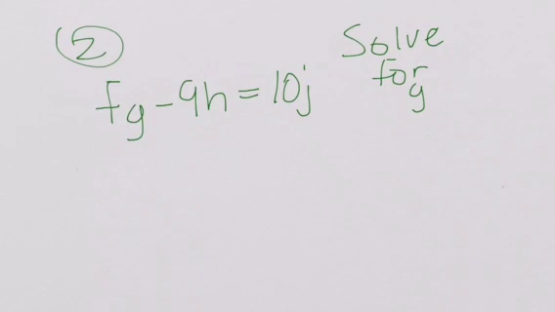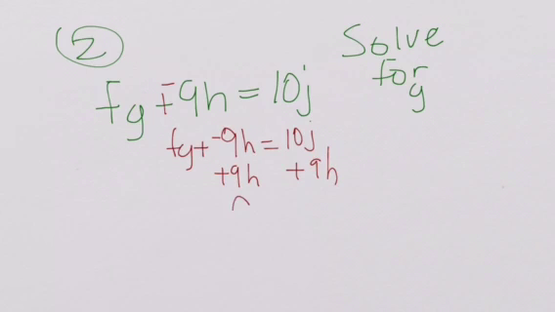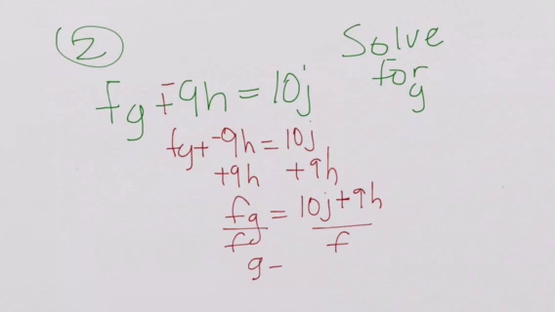All right, now we're going to solve for G. Is the variable on the left? It is. Is it by itself? It's not. So we're going to go ahead and add a line, change the sign. So we're going to have FG plus negative 9H is equal to 10J. We're going to go ahead and zero pair out our 9H. FG is equal to 10J plus 9H. Divide by F. G is equal to 10J plus 9H all over F.